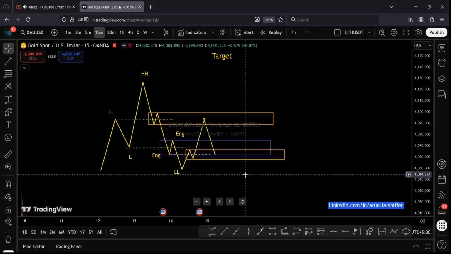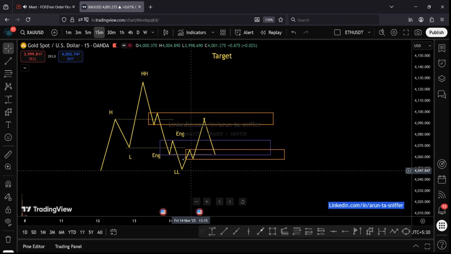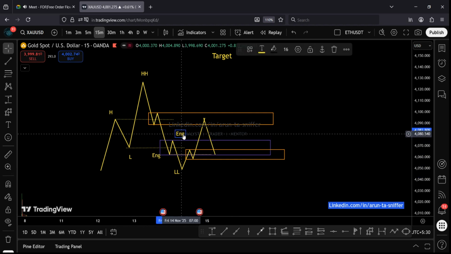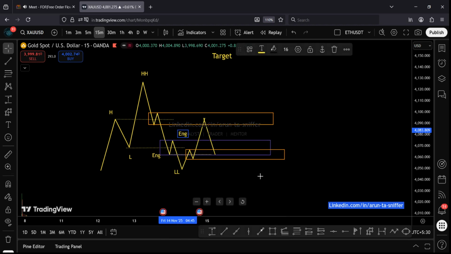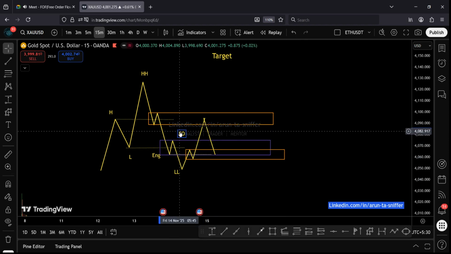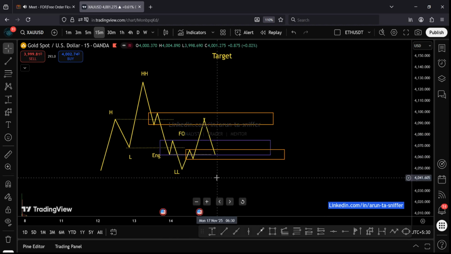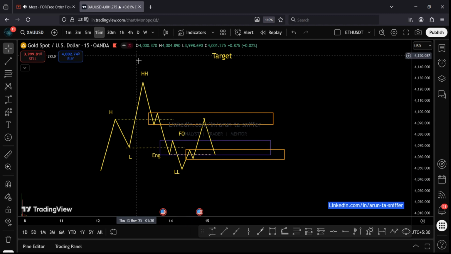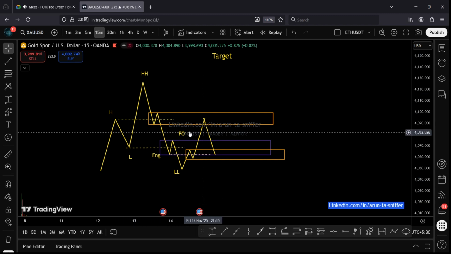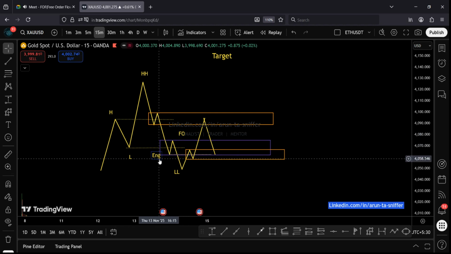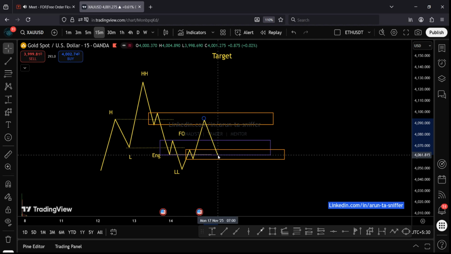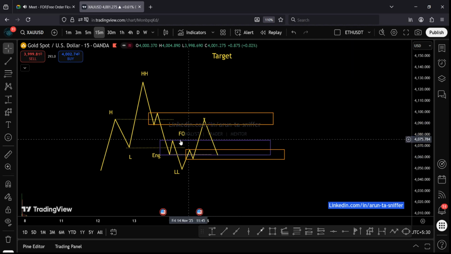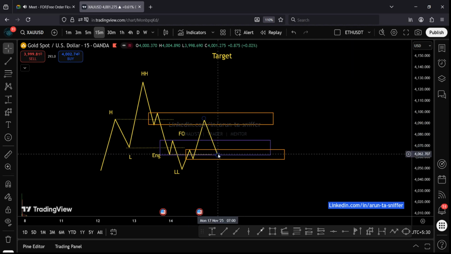For every engulf there is a target, but in the wrong direction or opposite direction we call this fake out. And always remember, fake out is also a form of engulf, right? And if you want to stay with direction, what will happen? You need to go with engulf direction. So this is the minimum target. For this engulf, this is the minimum target.